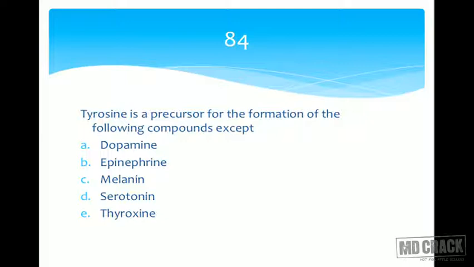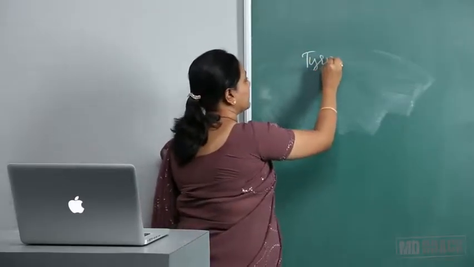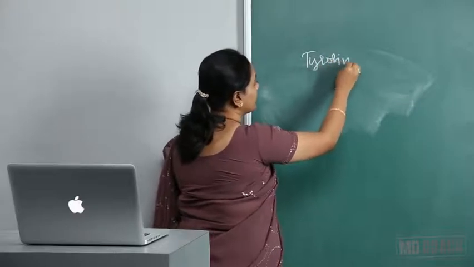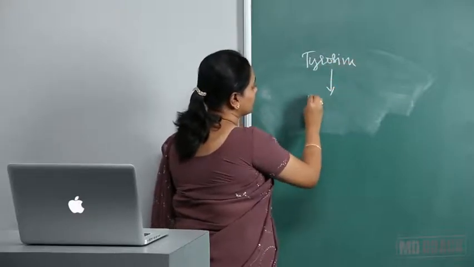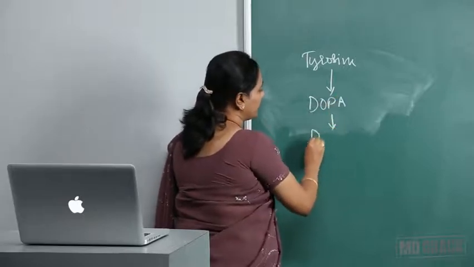Tyrosine is a precursor for the formation of the following compounds except... So the answer, you should be knowing it, is serotonin. So remember, phenylalanine goes to tyrosine. Tyrosine is a precursor of catecholamines. Tyrosine is converted to dopa. Dopa is converted to dopamine.